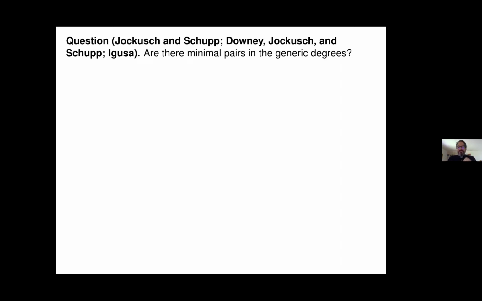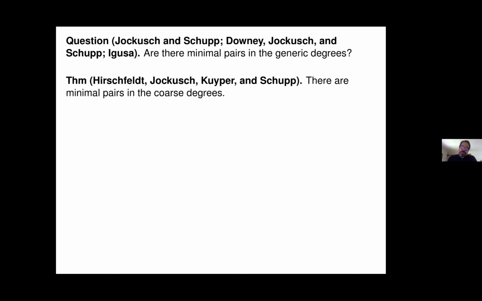But for the generic degrees, this was open for a long time. It was asked by Jacques and Shoup, and then when certain partial results were given, it was asked again by Downey, Jacques and Shoup in a later paper, and then by Gusa, whose work I'll get to in a sec. But that was open. Now for some of the other notions, in work with Jacques, Kuiper, and Shoup, we did show that there are minimal pairs in the coarse degrees.